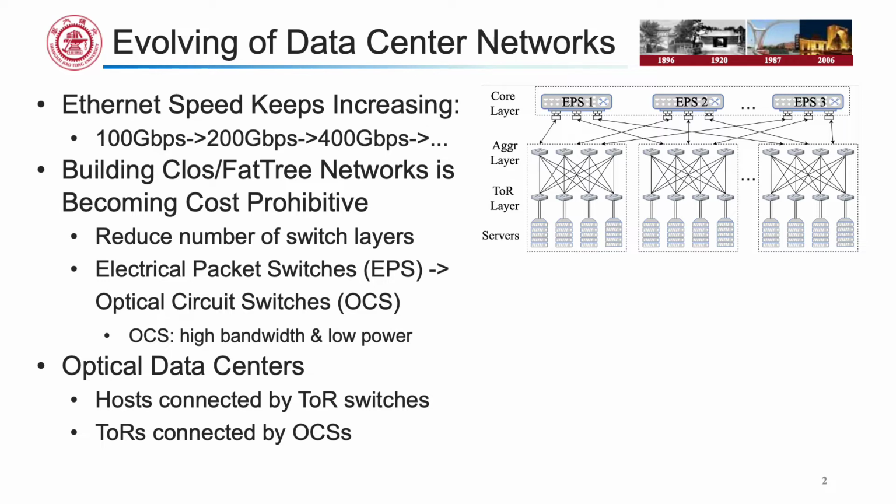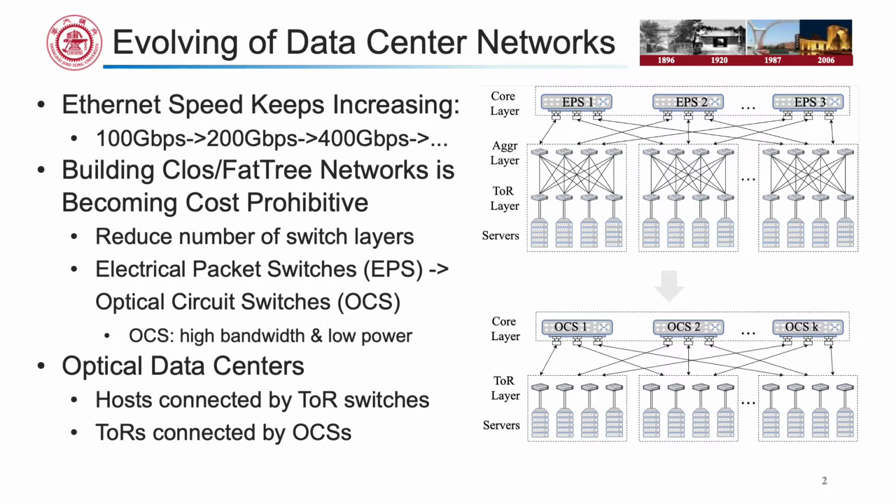One way to solve this problem is to reduce the number of layers of electrical switches or replace some electrical switches by optical circuit switches. This gives rise to the optical data center. We have a single layer of electrical switches connected to all the servers. These switches are also called top-of-rack switches. These TOR switches are then connected to a layer of OCSs.